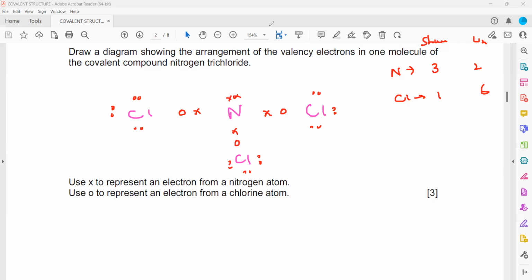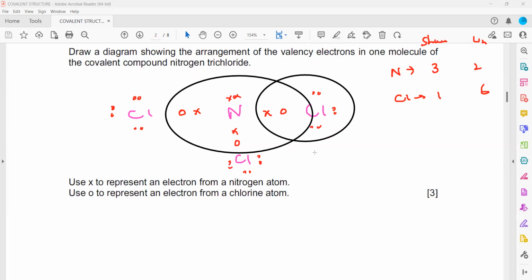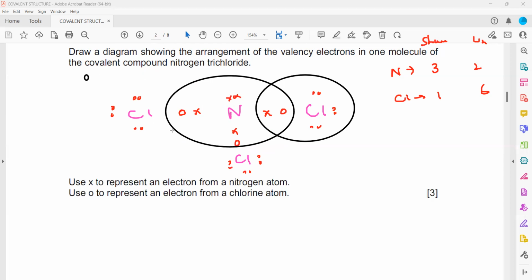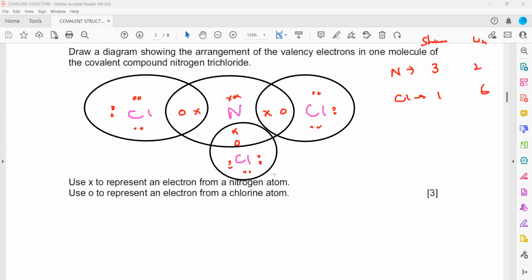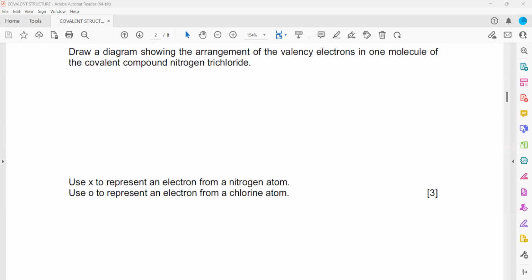And then draw the circles. Each circle should have 8 electrons. So chlorine has 8, nitrogen has 8. This chlorine also 8, and the other chlorine also 8. So this is the structure of nitrogen trichloride, nitrogen with 3 chlorine.